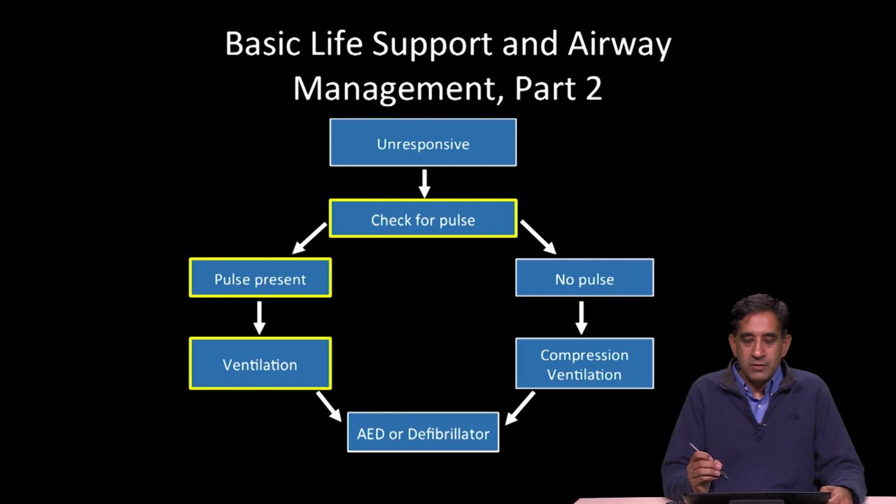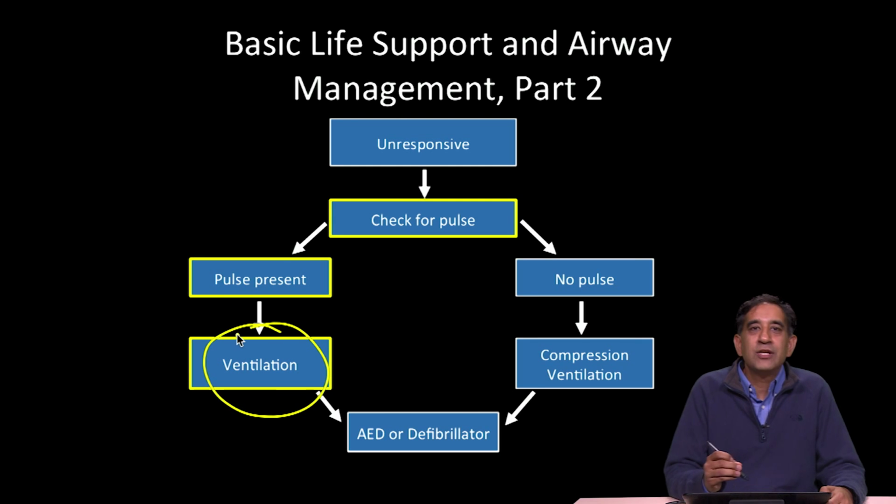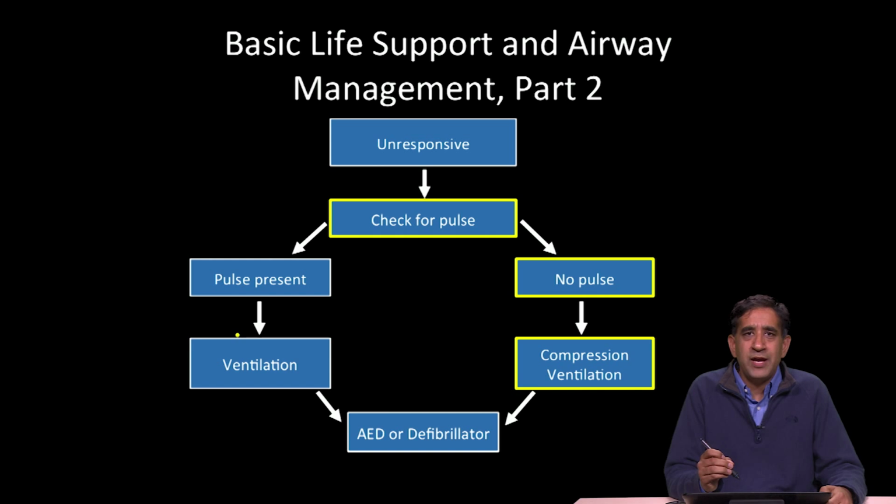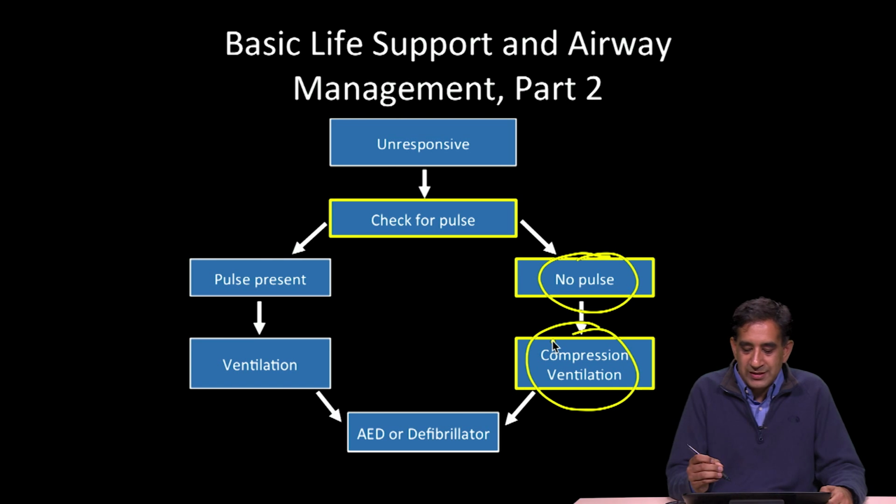So in review, if we have an unresponsive patient and we check for a pulse and a pulse is present, we're only going to give ventilations. If we have an unresponsive patient and we check for a pulse and there's no pulse, then we're going to give chest compressions and ventilations. Remember, chest compressions at a rate of 100 per minute. We're going to give cycles of 30 compressions to 2 ventilations, and we're going to give 5 cycles every 2 minutes and then reassess.